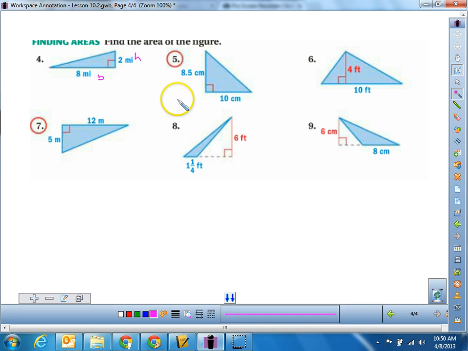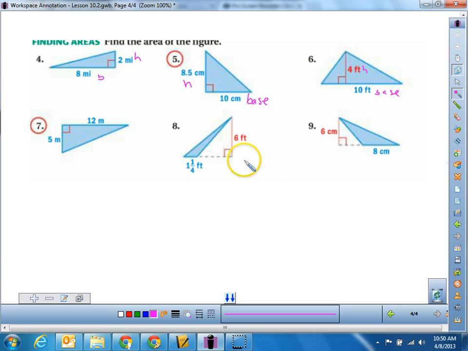How about here? Where's our base? Our base is this 10. Where's our height? Again, it's a right triangle, so this is our height over here, the 8.5. What about this one here? Here's our base. Our height is 4. Here's our vertex opposite our base.